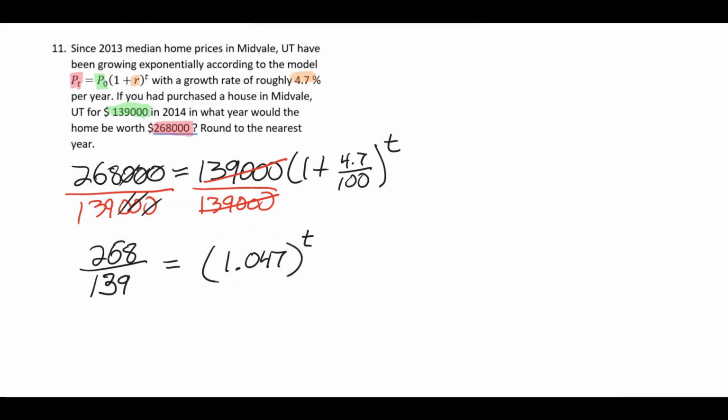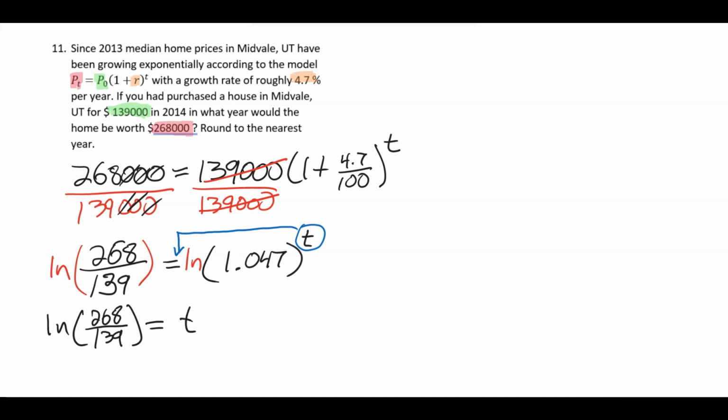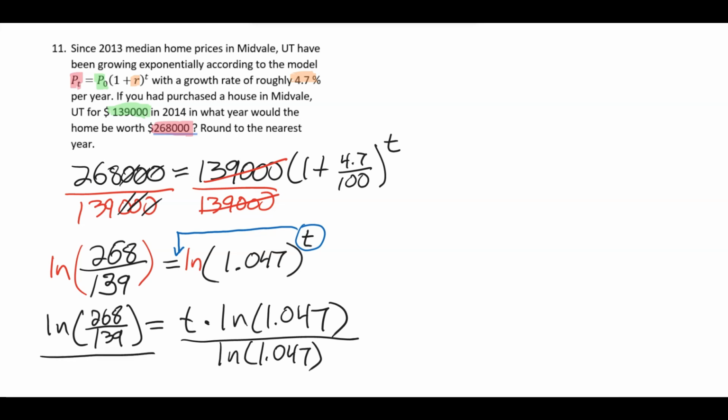And the tool is the natural log, or a common log would work. But what this allows us to do, one of the rules of logs, is bring the T down in front, so that it's then a coefficient and we can solve for it. So we have ln of 268 divided by 139 equals T times ln of 1.047. So to solve for T, all we have to do is divide by this ln of 1.047, which might be ugly looking, but it's a lot nicer package than the decimal approximation.